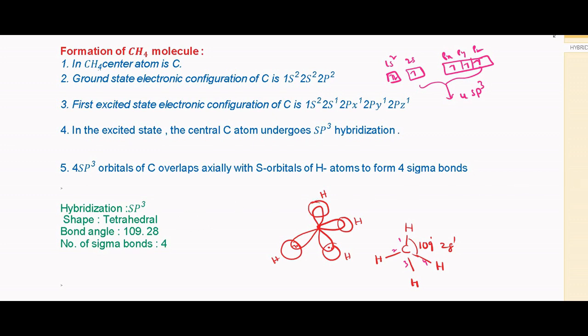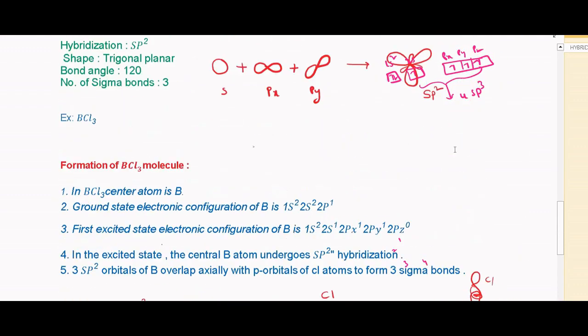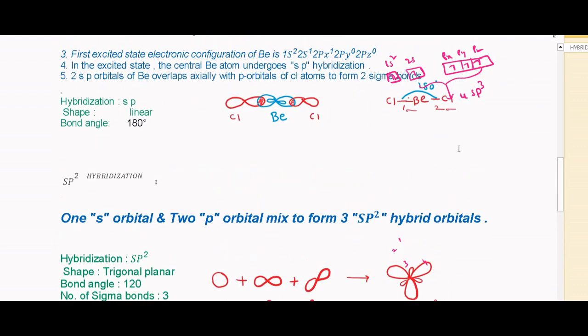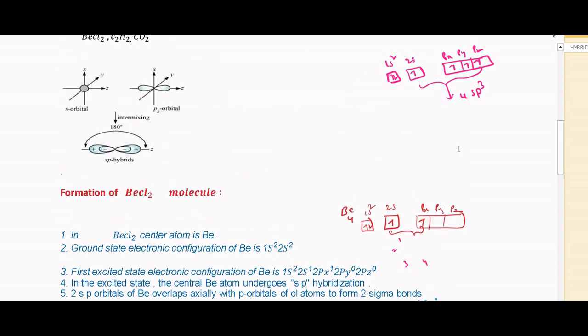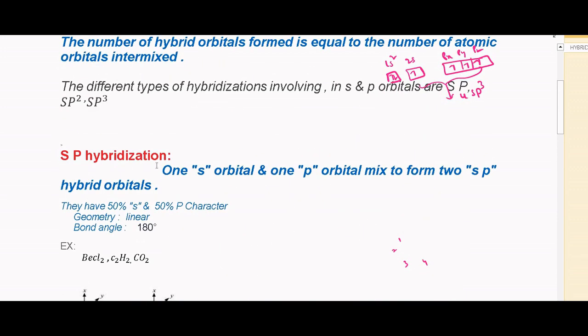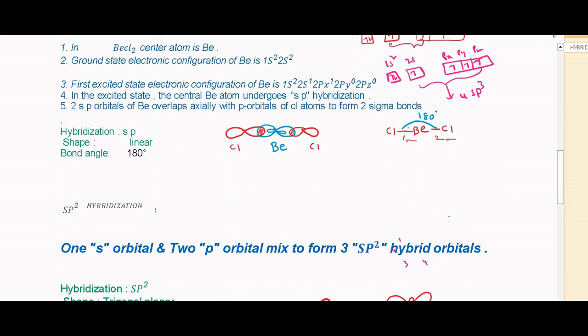Coming to this question, you should memorize the definition of hybridization. If you are good at the definition of sp hybridization, it is easy to write the other hybridizations. Why? Because in sp hybridization, one s orbital and one p orbital are there. In sp2 hybridization, one s orbital and two p orbitals mix to form three sp2 hybrid orbitals.